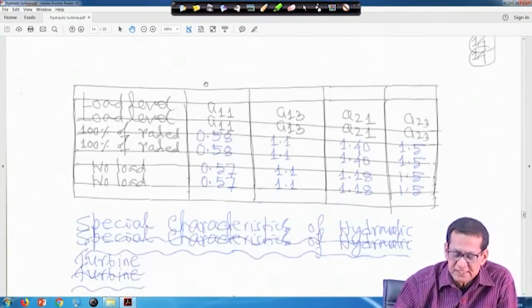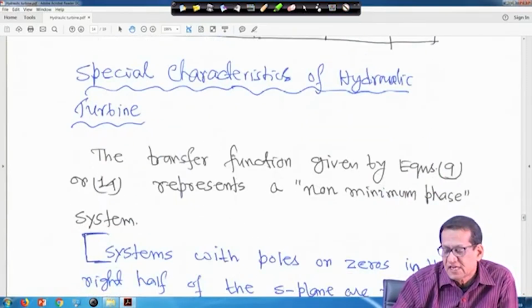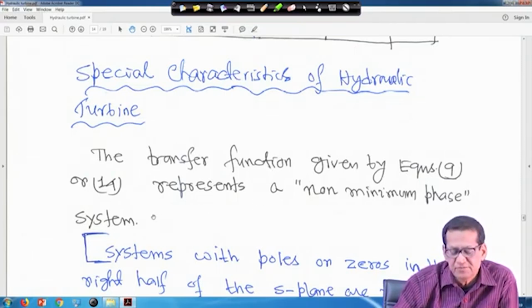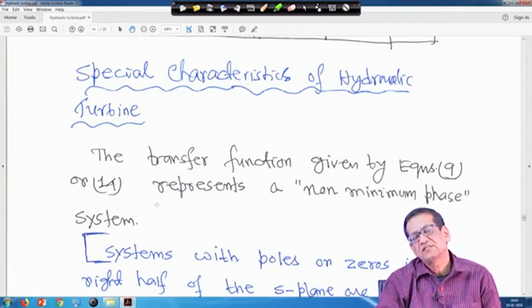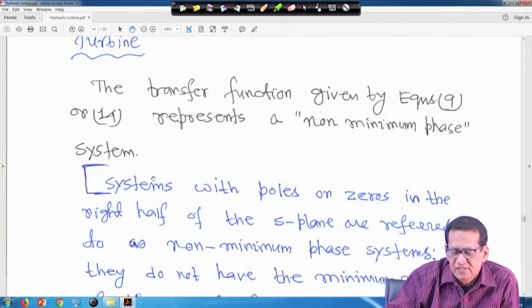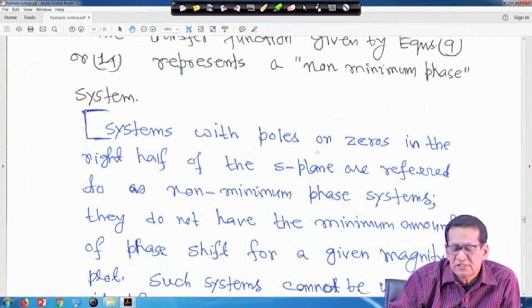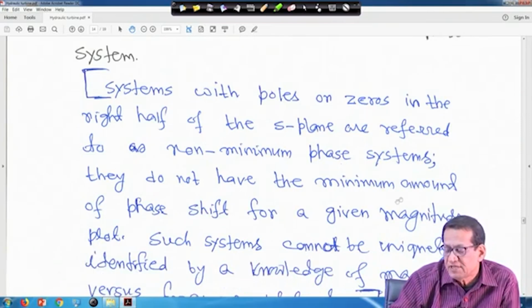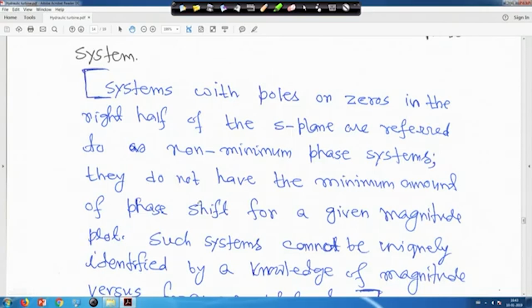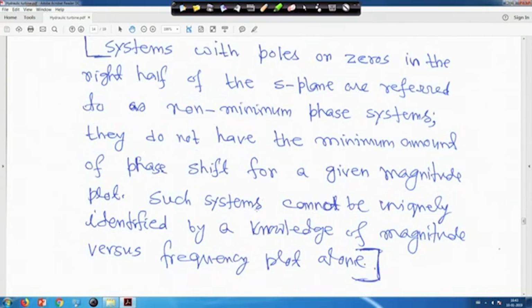Special characteristic of hydraulic turbine. The transfer function given by equation 9 or 14 represents a non-minimum phase system. You might have heard this word, non-minimum phase system. Systems with poles or zeros in the right half of the S plane are referred to as non-minimum phase systems. They do not have the minimum amount of phase shift for a given magnitude plot. Such systems cannot be uniquely identified by knowledge of the magnitude versus frequency plot alone.